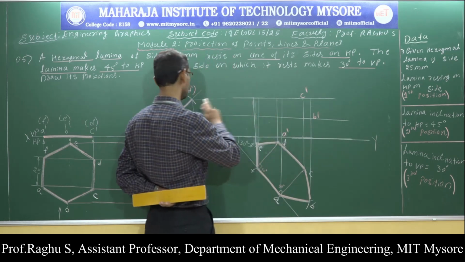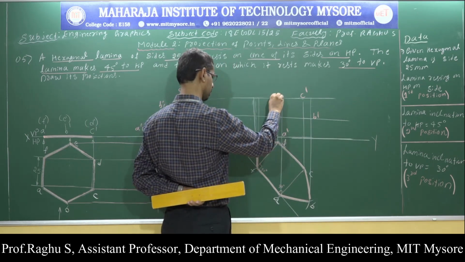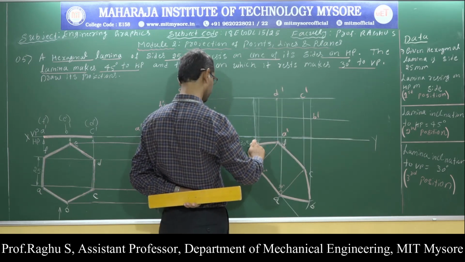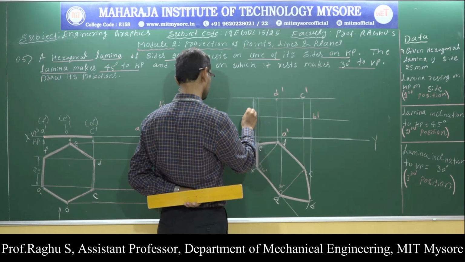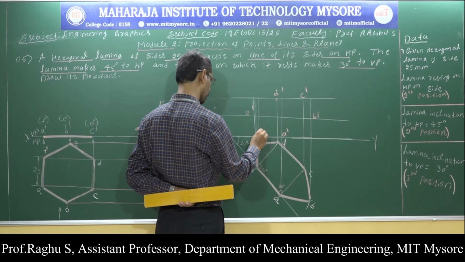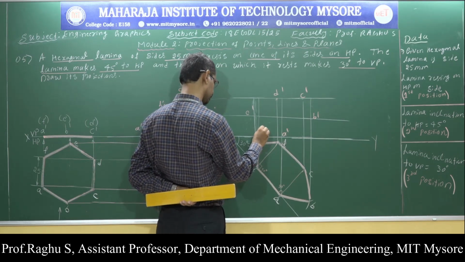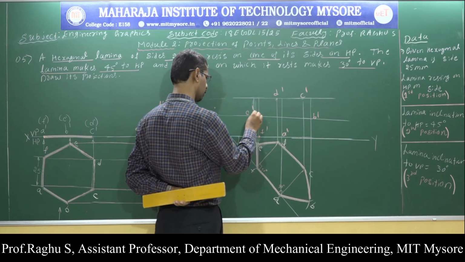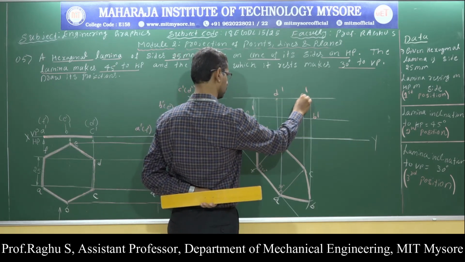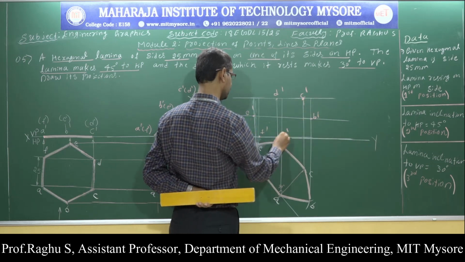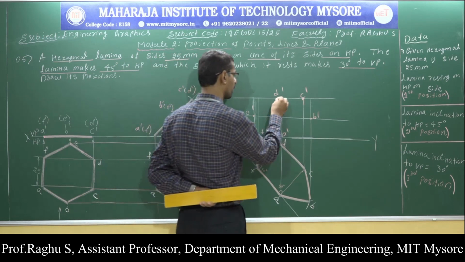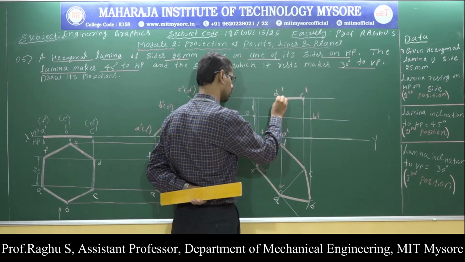Vertical projection of point D, horizontal projection of point D. So this is D dash. Vertical projection of point E and horizontal projection of point E. So this is point E dash. Vertical projection of point F and horizontal projection of point F. This is F dash. So this is F dash, E dash, D dash, C dash, B dash and A dash. Now connect all the 6 corners to get the final front view using dark lines.